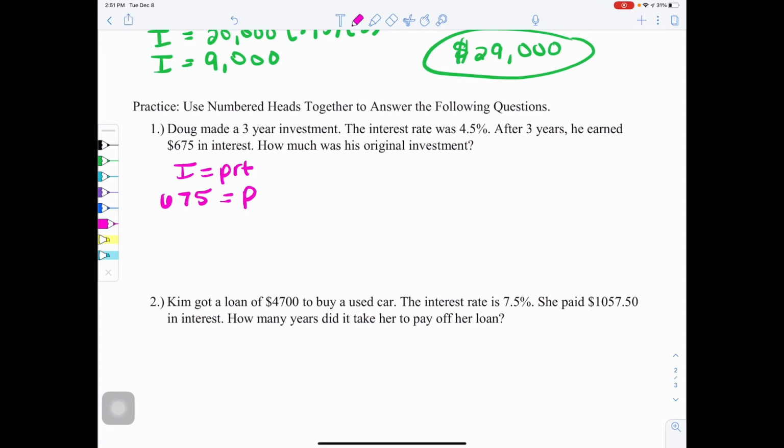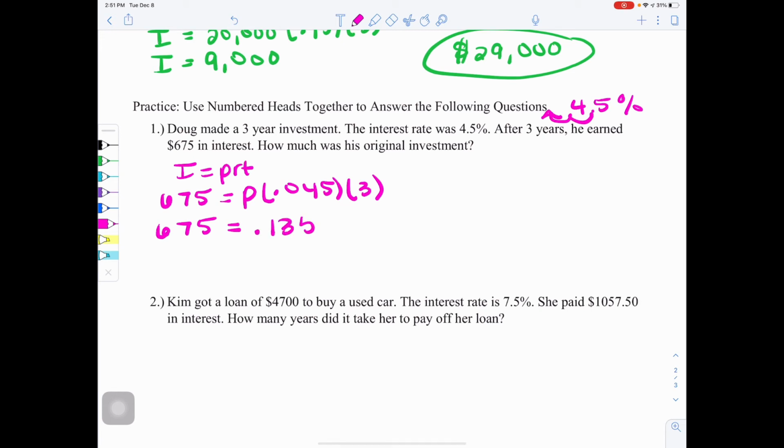That stays P. Our rate, 4.5%. You would move the decimal place 2 places to the left, which means we would have 0.045. And then we want to do this for 3 years. This gives me 675 equals, if I take the numbers and multiply them, 0.135 P. And in order to solve for P, I must divide both sides by the coefficient of P, which is 0.135. I would find out that my principal amount was $5,000.